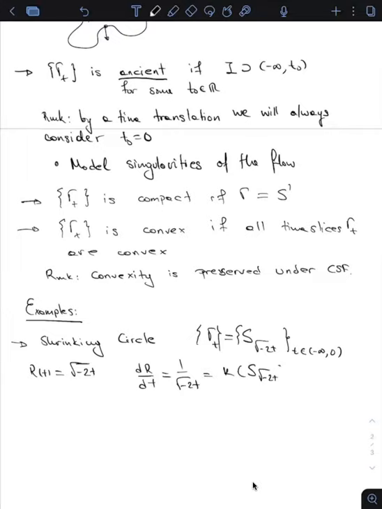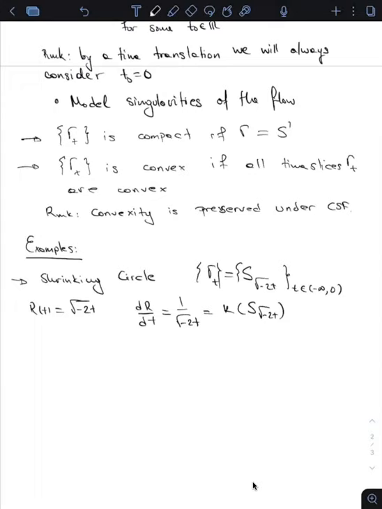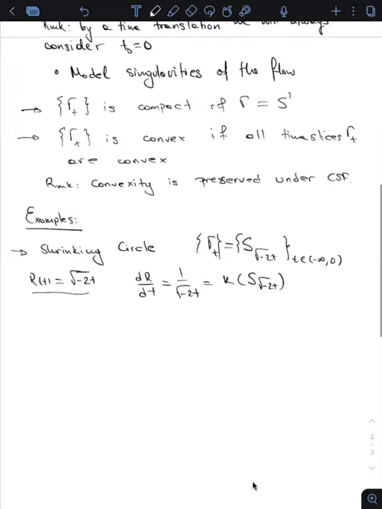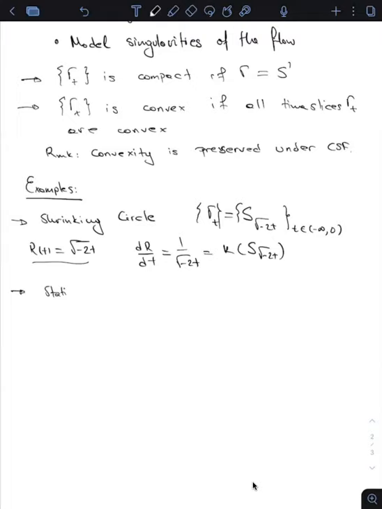Okay, so the curvature of a circle of radius r is 1 over r, and this is why the correct radius at time t for the shrinking circle is square root of minus 2t. This in fact comes from solving dr/dt equals minus 1 over r, and we get the solution here. Another more trivial example is that of the stationary line. If I look at a line, and for each time I consider the same line, that's why I call it a stationary line. This satisfies curve shortening flow because the mean curvature equals zero and the speed equals zero.